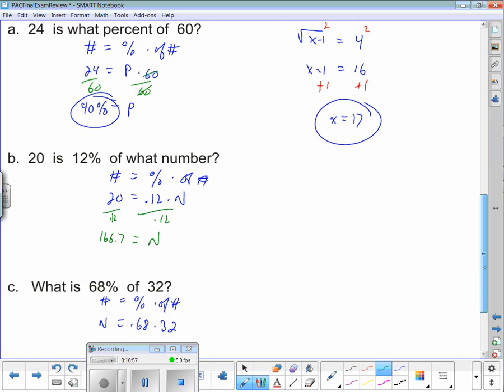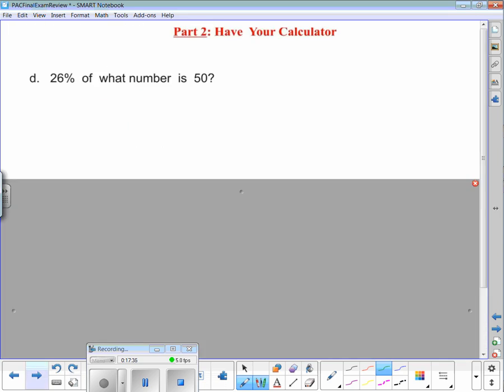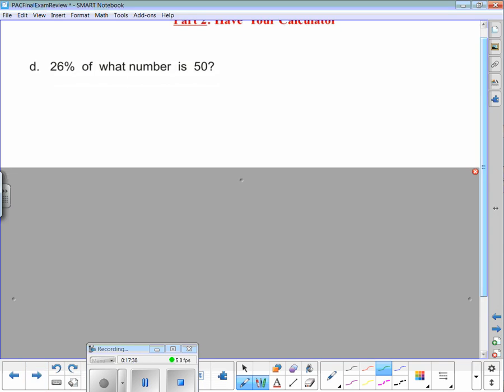All right, and then the last one, again, number equals percent times the of number. This is straight multiplication. 0.68 times 32, and you're going to get 21.76. So I want 68% of 32. 50% of 32 is 16. Should be a little bit more. That is reasonable. How many got all three of those correct? Not good. You better go back. You better figure out what's going on. You're going to see those on part 2 on Thursday.